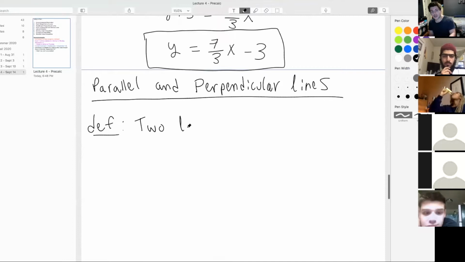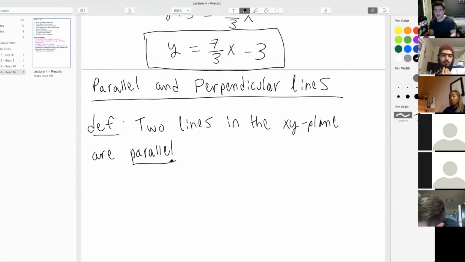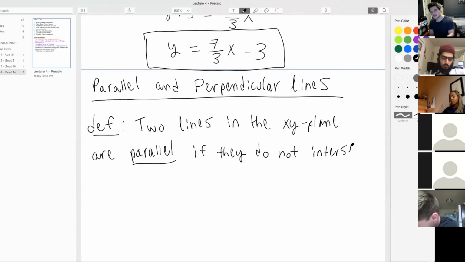So 2 lines in the xy plane, so in the Cartesian plane, are parallel. So that's the word we're defining, so I'm going to underline it. Are parallel simply if they do not intersect. So if you have two lines in the xy plane and they do not intersect, they don't touch each other at all, they are said to be parallel.